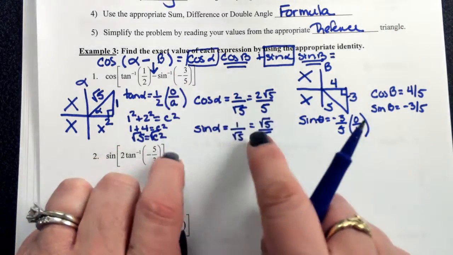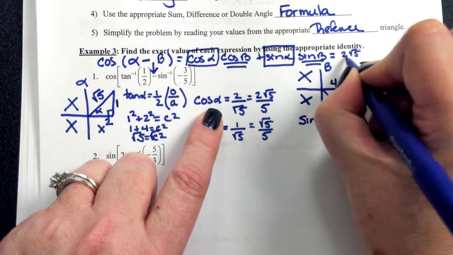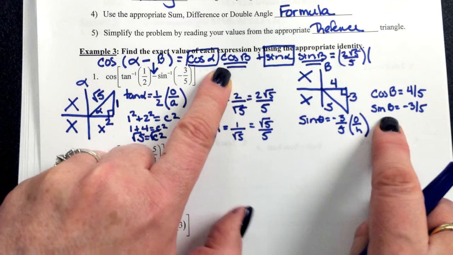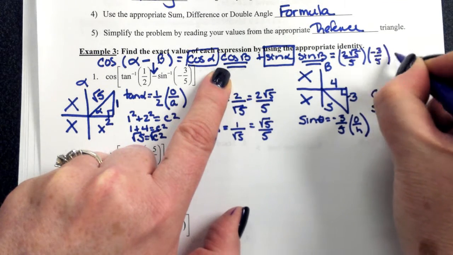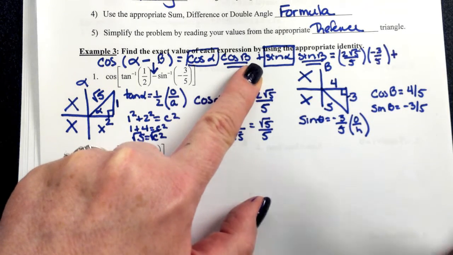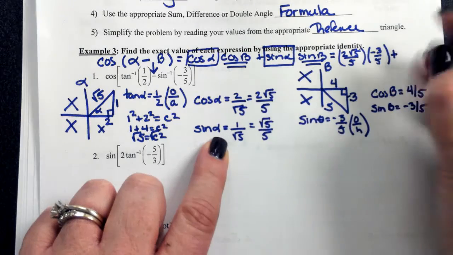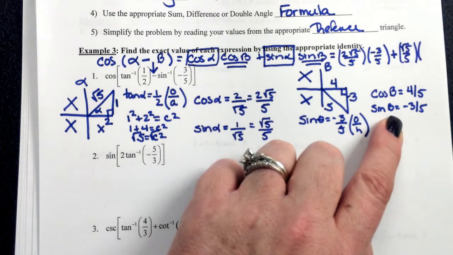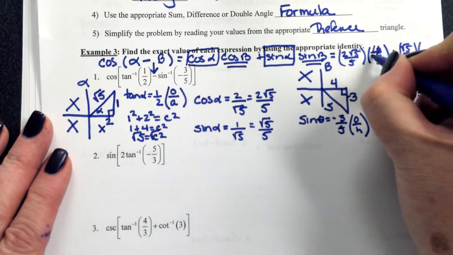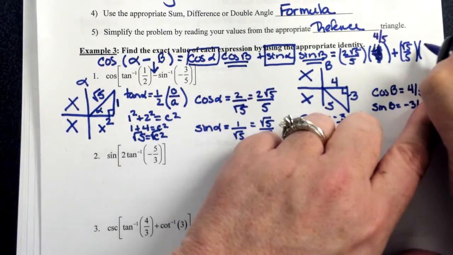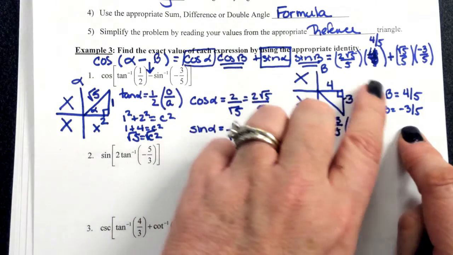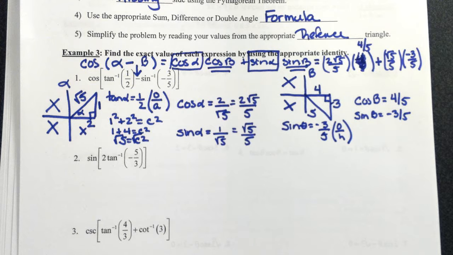I already found the cosine of alpha. Remember, the cosine of alpha is 2 square root 5 over 5. Times, I found the cosine of beta from my beta triangle, which should be 4/5. Watch your negative signs. Plus, sine alpha, I set up already from my alpha triangle, which is square root 5 over 5. Sine of beta, which should be negative 3/5. Thank you, I mixed them up. Because cosine of beta is 4/5, so that's what needs to go there. And then it's going to be your sine of beta, which is negative 3/5. Okay? So any questions on how I plugged into my cosine difference formula?